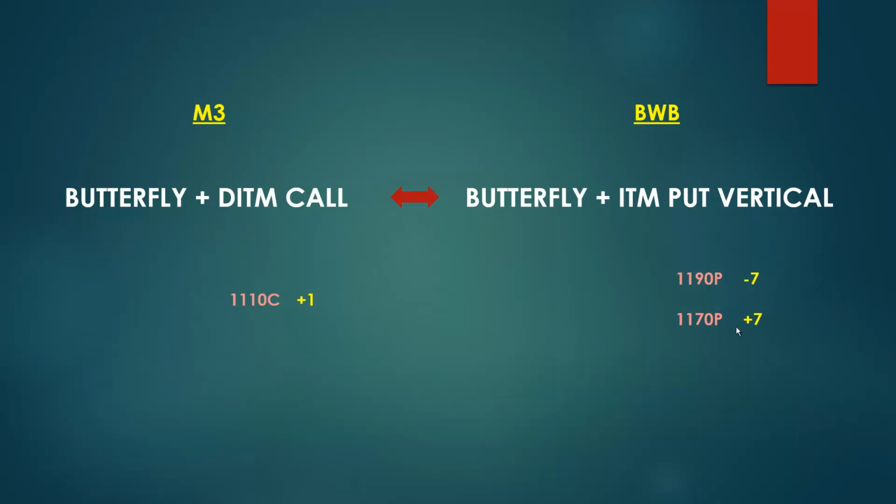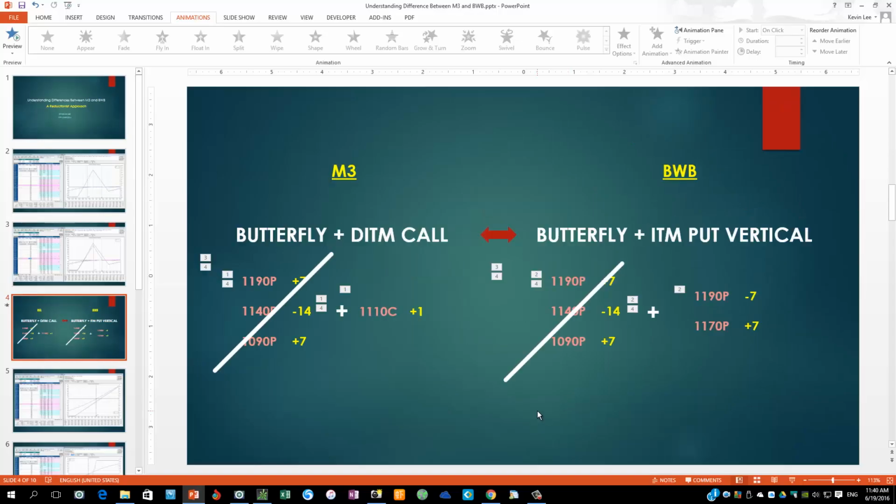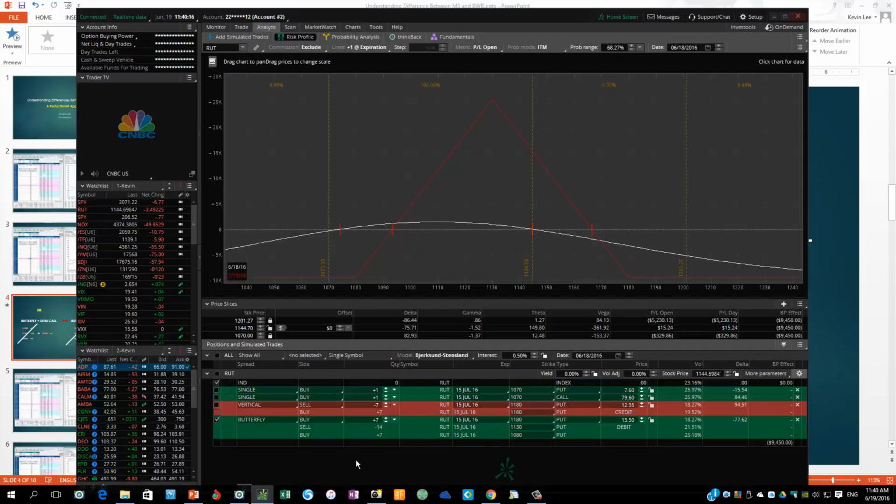What this really means is that if we analyze the behavior of a deep in the money call versus a put vertical, we would understand the difference between an M3 and a broken wing butterfly. So let me show that to you in TOS.